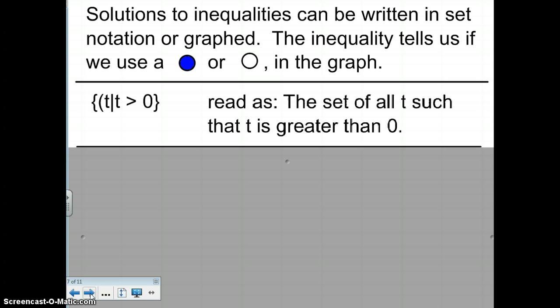Okay, solutions to inequalities can be written in set notation or they can be graphed. We have been graphing them.